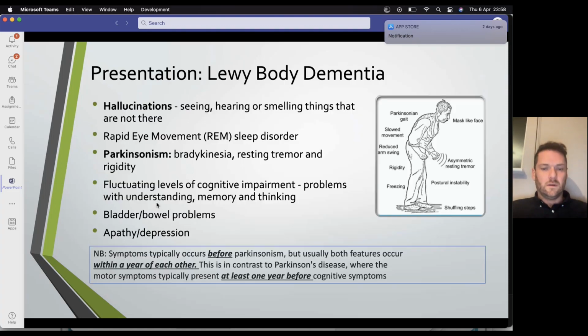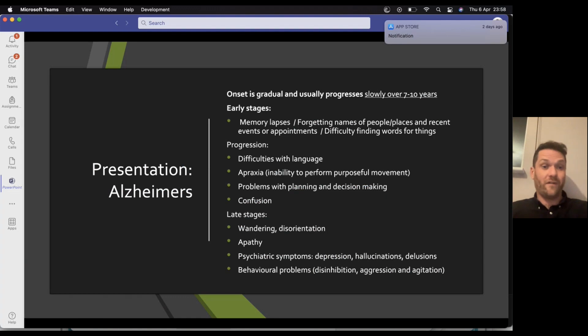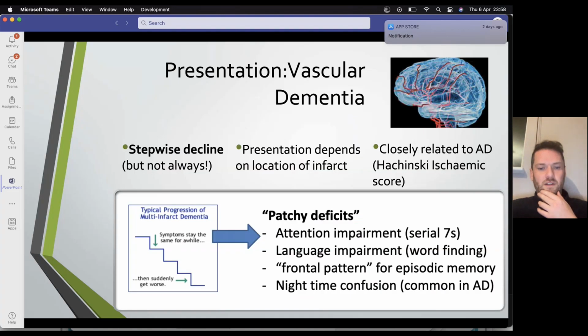All right. So I'll just go back to make sure, because I like to go slowly. Alzheimer's, there's a lot of stuff to learn. You can remember it by the 7 A's or just have an understanding of it. Vascular dementia, it's these stepwise progressions, where things stay the same for a while and then suddenly get worse and then plateau again.